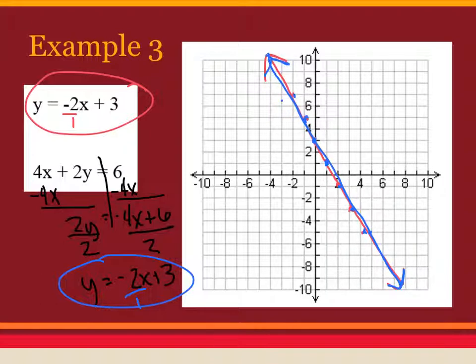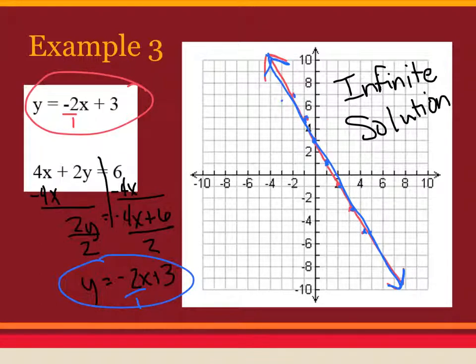These two lines had the same equation, and now they have the same line. So if they have the same line, the points where they intersect are everywhere on this line. That means there are infinite solutions. Any point that matches both of them is a solution. So this one has a solution at every single point on the graph.